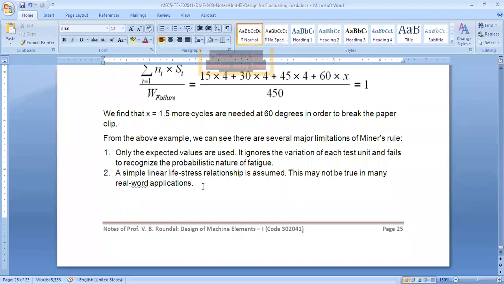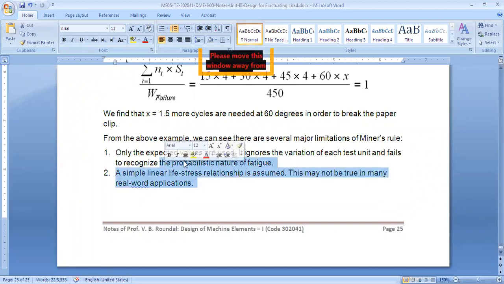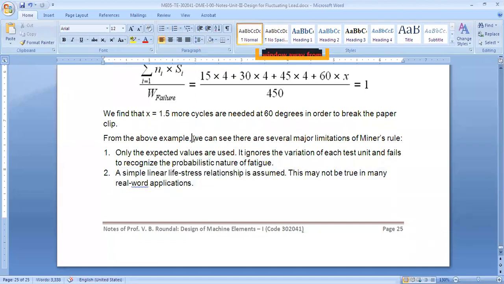Next lecture will be a numerical on these lines, all these Soderberg, Goodman, and if possible modified also. I'll try to take the Goodman line, Gerber parabola, and Soderberg. These three lines we will take in a numerical in the next lecture, and we'll finish up with this unit. So this was the seventh lecture, but we have completed the theoretical part of it, and next lecture we will try to take numericals.